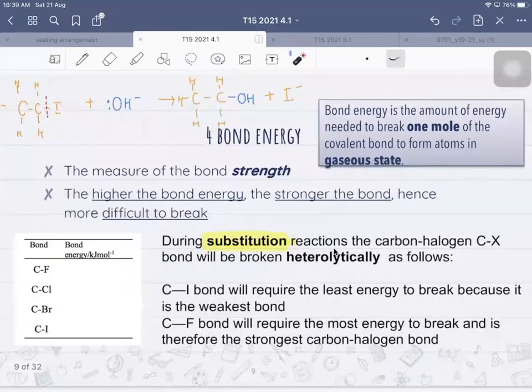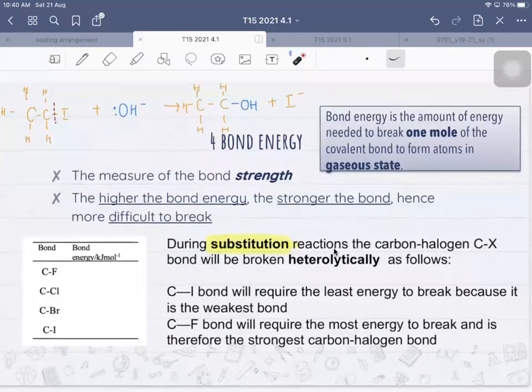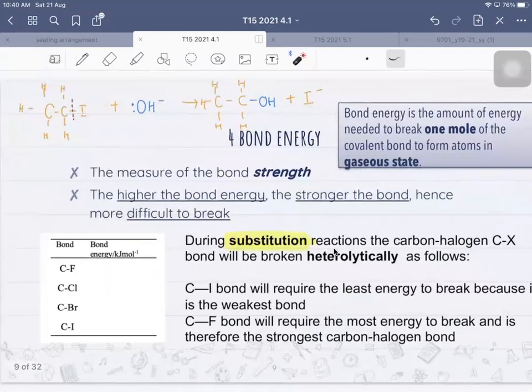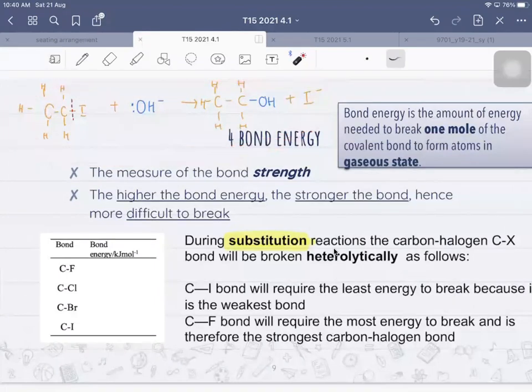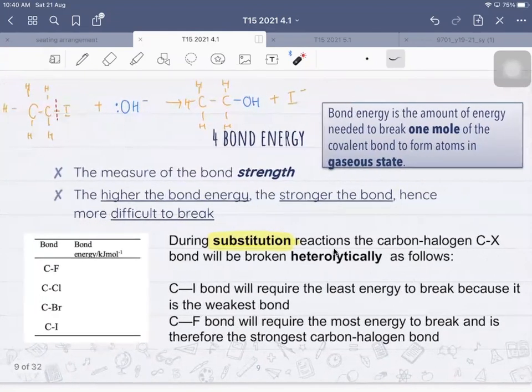During substitution reactions, the carbon-halogen C-X bond will be broken heterolytically. I'll show you the mechanism and how they break heterolytically. We know that the C-I bond will require the least energy because it is the weakest, and the C-F bond will require the most energy because it is the strongest.